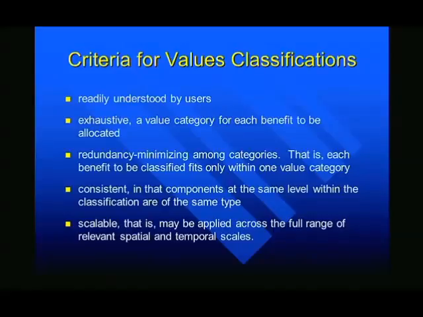Thirdly, it's redundancy minimising. That's a horrible term. I need to find another term. But you need to try and eradicate any redundancy amongst the categories in the classification. That is, each benefit to be classified fits only within one value category. For example, food, which I would treat as a benefit coming out of a system, fits only in the adequate resources category of values. If you don't meet that criterion, you will get double counting, and it will make it very difficult to do any addition and trading off amongst the values. And that third criterion is probably equal, if not the most problematic in the classifications I've looked at. It's certainly a problem in every ecosystem services classification I've seen.